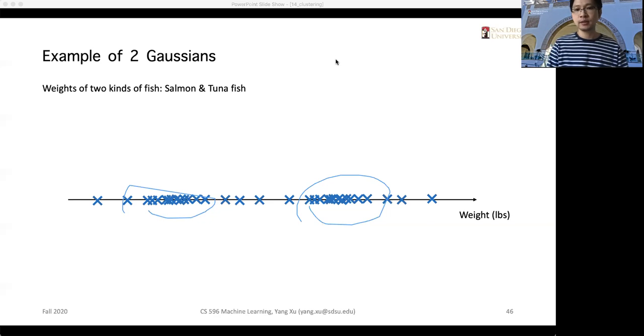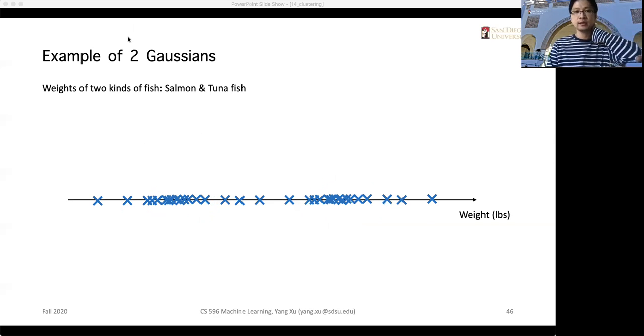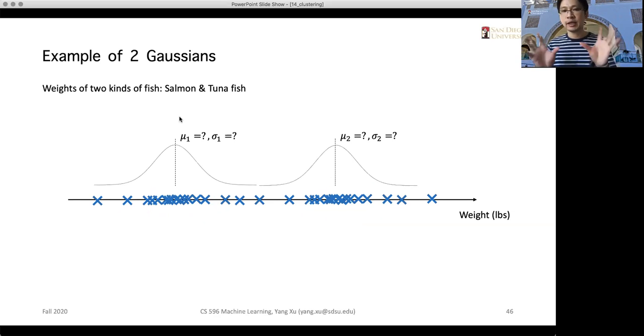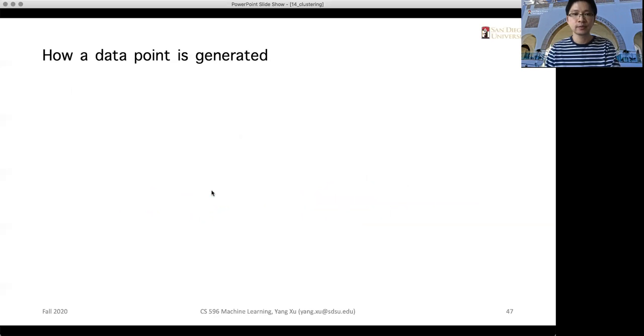So our task is to find the distributions that best describe these two clusters. What exactly are the mu's? What are the values of mu1 and mu2, and what are sigma 1 and sigma 2, so that these parameters can best fit all the observed data points.